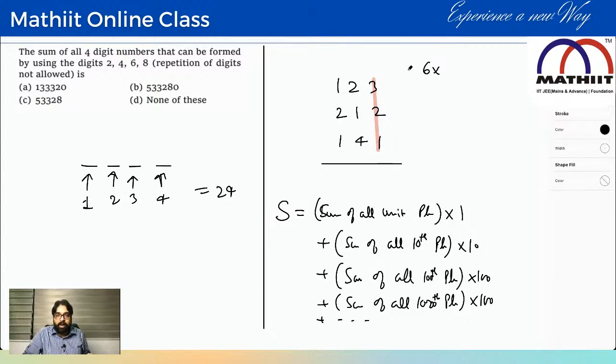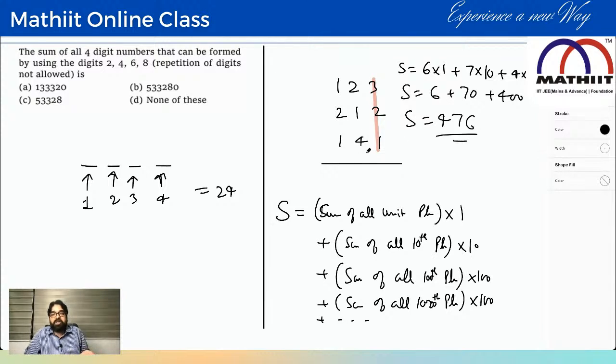So 6 into 1, plus the sum of all the 10th place: 4 plus 2, 6, plus 1, 7. 7 into 10, because this is the 10th place summation. Plus the sum of this place, 3 plus 1, 4 into 100. I hope you are able to understand, everybody. 6 plus 70 plus 400, so we'll get 476. You'll say, sir, this simple question, why are you doing this much drama? Because this is the actual way of summation.